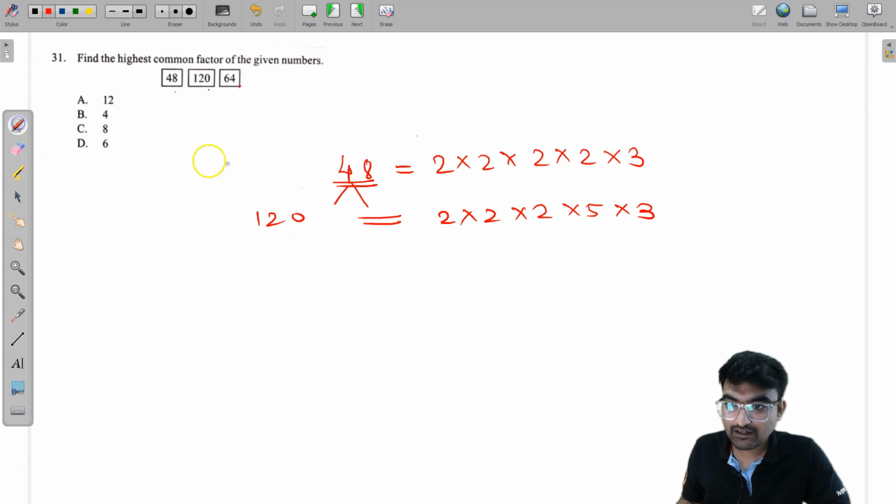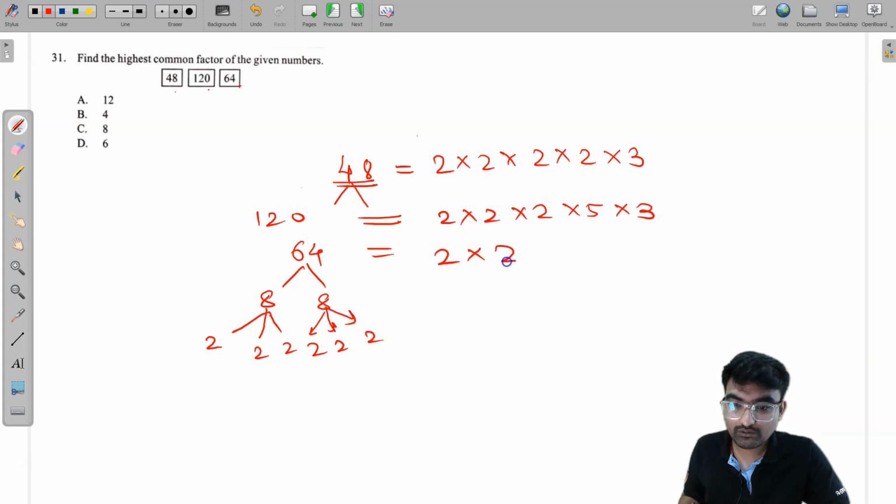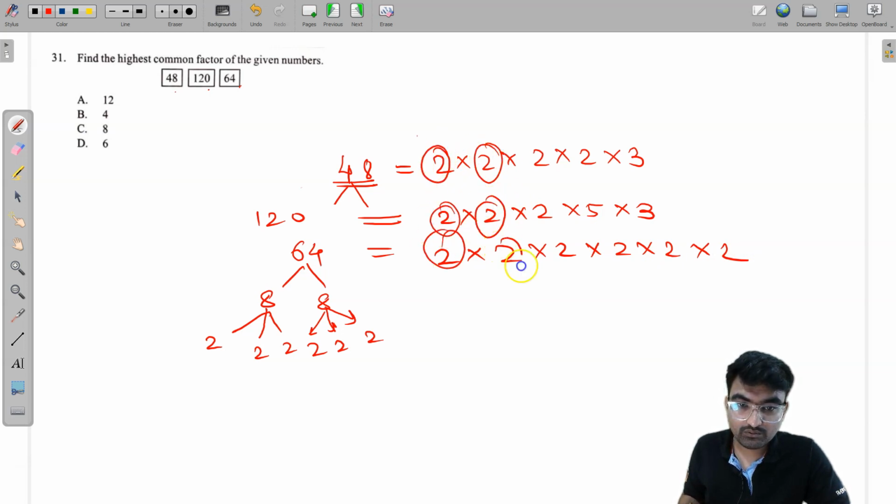Right? Now next, factors of 64. That is 8 into 8. Correct? So 8 can be written as 2 into 2 into 2. And this 8 can be written as 2 into 2 into 2 again. Right? So for 64 it is 2 into 2 into 2 into 2 into 2 into 2. Correct? So the highest common factor will be the common ones among 2s and 3.